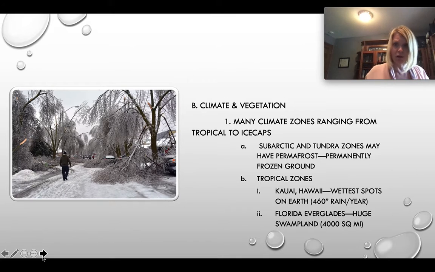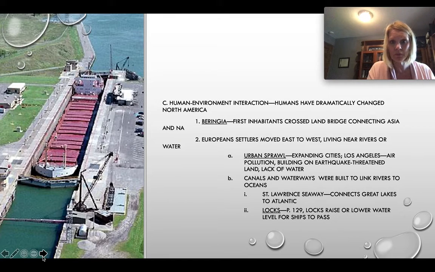So again, we have to learn how to deal with this. People in Louisiana right now are trying to deal with yet another storm, another tropical storm. It luckily didn't turn into a hurricane, but that also changes the way people live and interact with their environment. Think about that human environment interaction. And there we go, the human environment interaction.